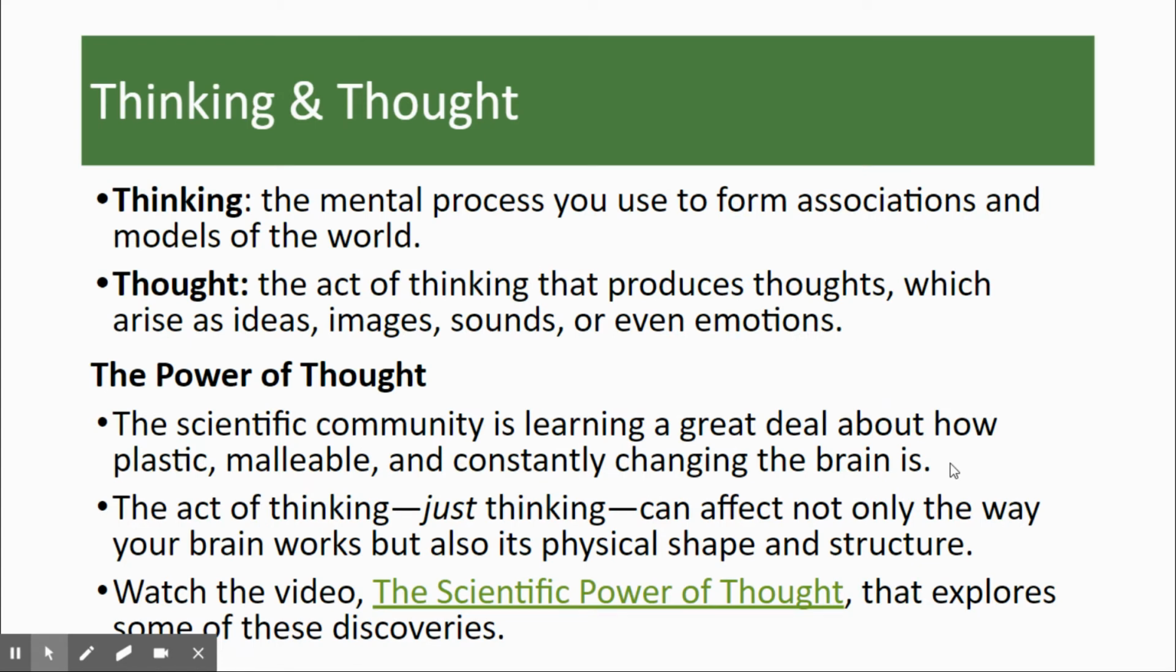So starting with thinking and thought, you can read this straight from your book. Thinking: the mental process used to form associations and models of the world. Thought is the act of thinking that produces thoughts, which give rise to ideas, images, sounds, even emotions. So how do we process everything?